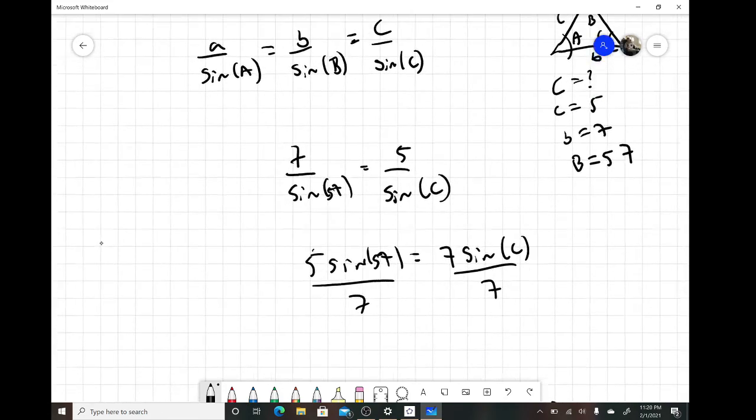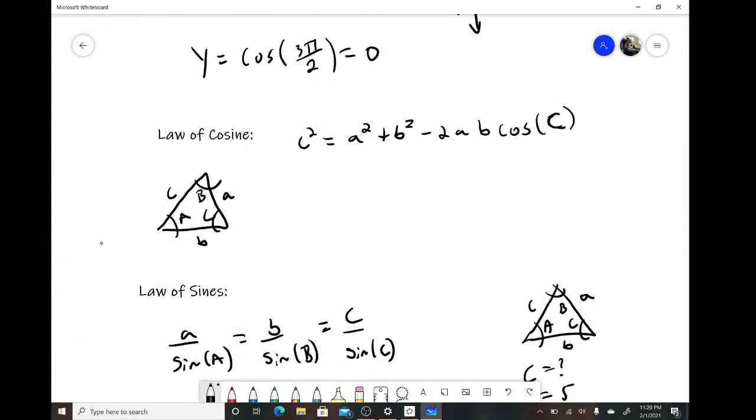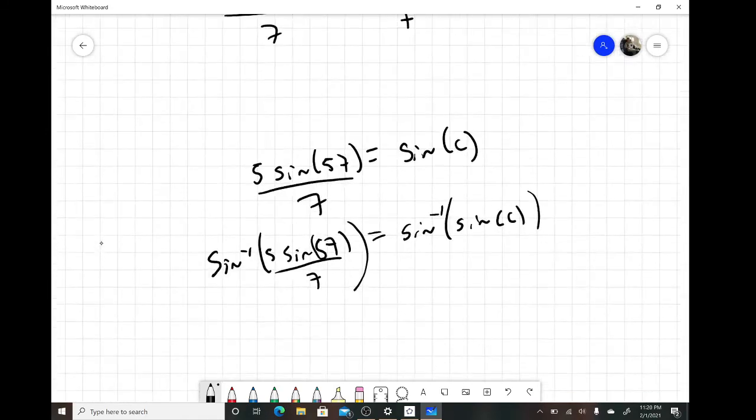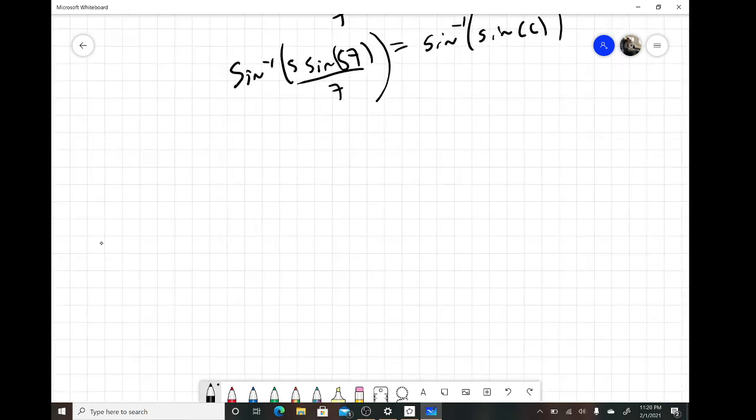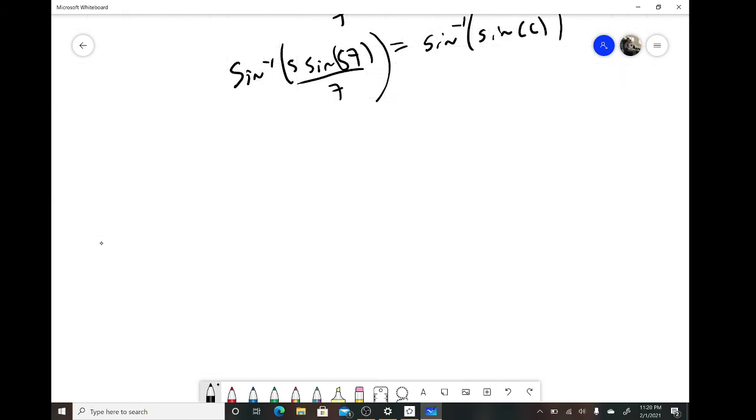So this is the law of sines. You could use it in conjunction with the law of cosines to find all of the sides and interior angles of a triangle. And we do not use the law of cosines, particularly with right triangles.